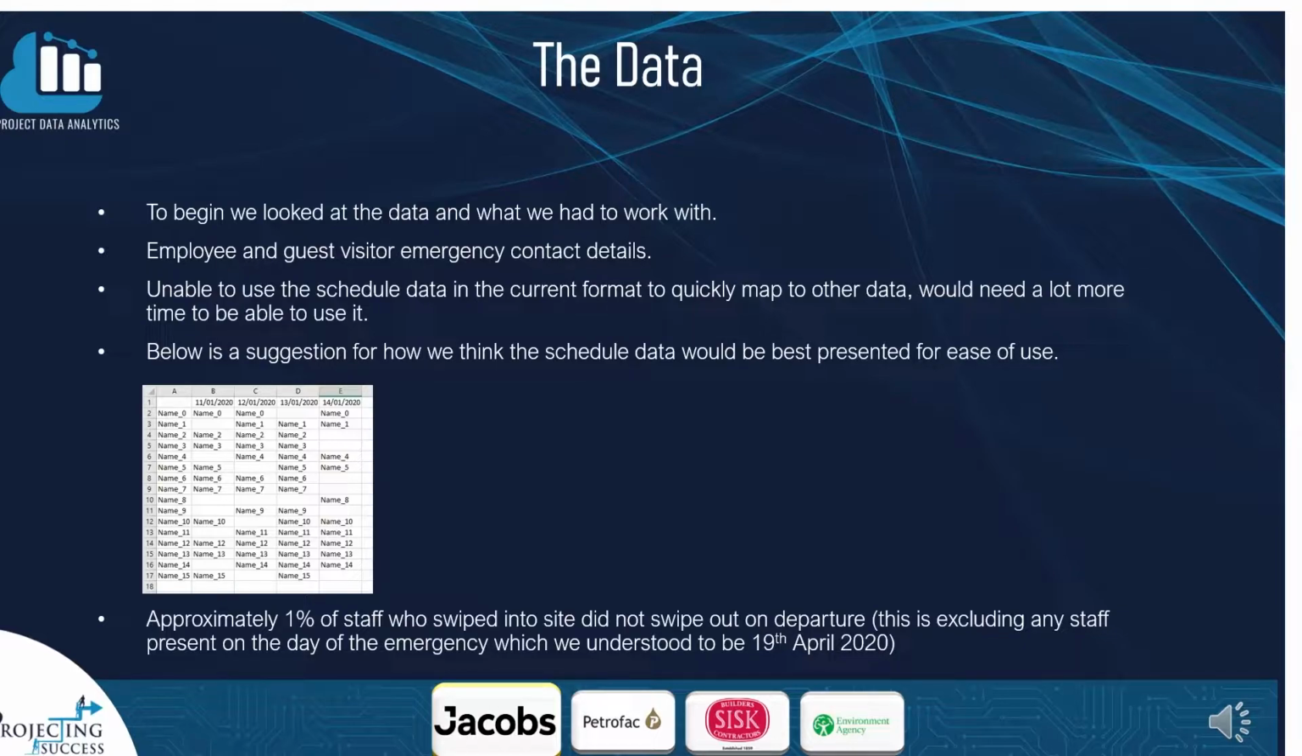An issue that we identified early on was that, excluding those who swiped in on the day of the emergency, which we understood to be April the 19th, 2020, there were 500 instances of staff members swiping into site and not swiping out on exit. We would suggest that safeguards are put in place to ensure that staff leaving the site are swiping their cards on departure to avoid any unnecessary searching by emergency services. This will also improve your ability to keep employees safe.